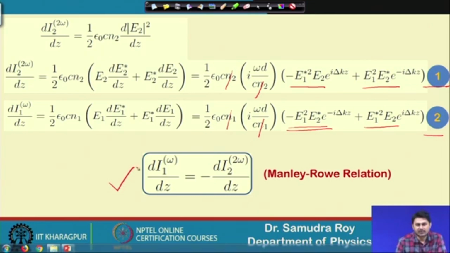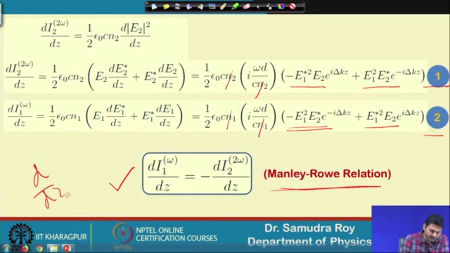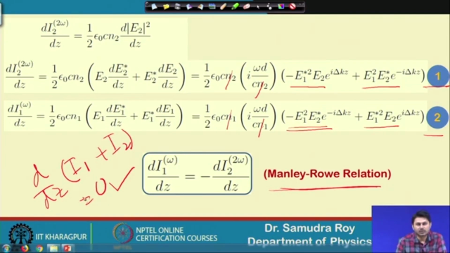So, overall we will have one very important expression, and this expression is shown here, which is the relationship between I1 and I2 in their differential form, that d I1 dz is equal to minus d I2 dz, and this is basically called the Manley-Rowe relation. This relation basically suggests that if I take these two terms on one side, I1 plus I2 is equal to 0. Now, I1 plus I2 is the total intensity. So, that means the rate of change of total intensity is 0.